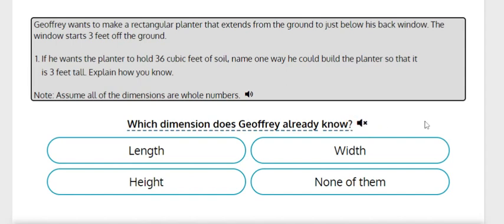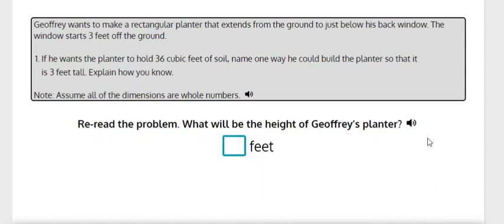Which dimension does Jeffrey already know? Reread the problem. What will be the height of Jeffrey's planter? Jeffrey wants to make a rectangular planter that extends from the ground to just below his back window. The window starts 3 feet off the ground. 1. If he wants the planter to hold 36 cubic feet of soil, name one way he could build the planter so that it is 3 feet tall.